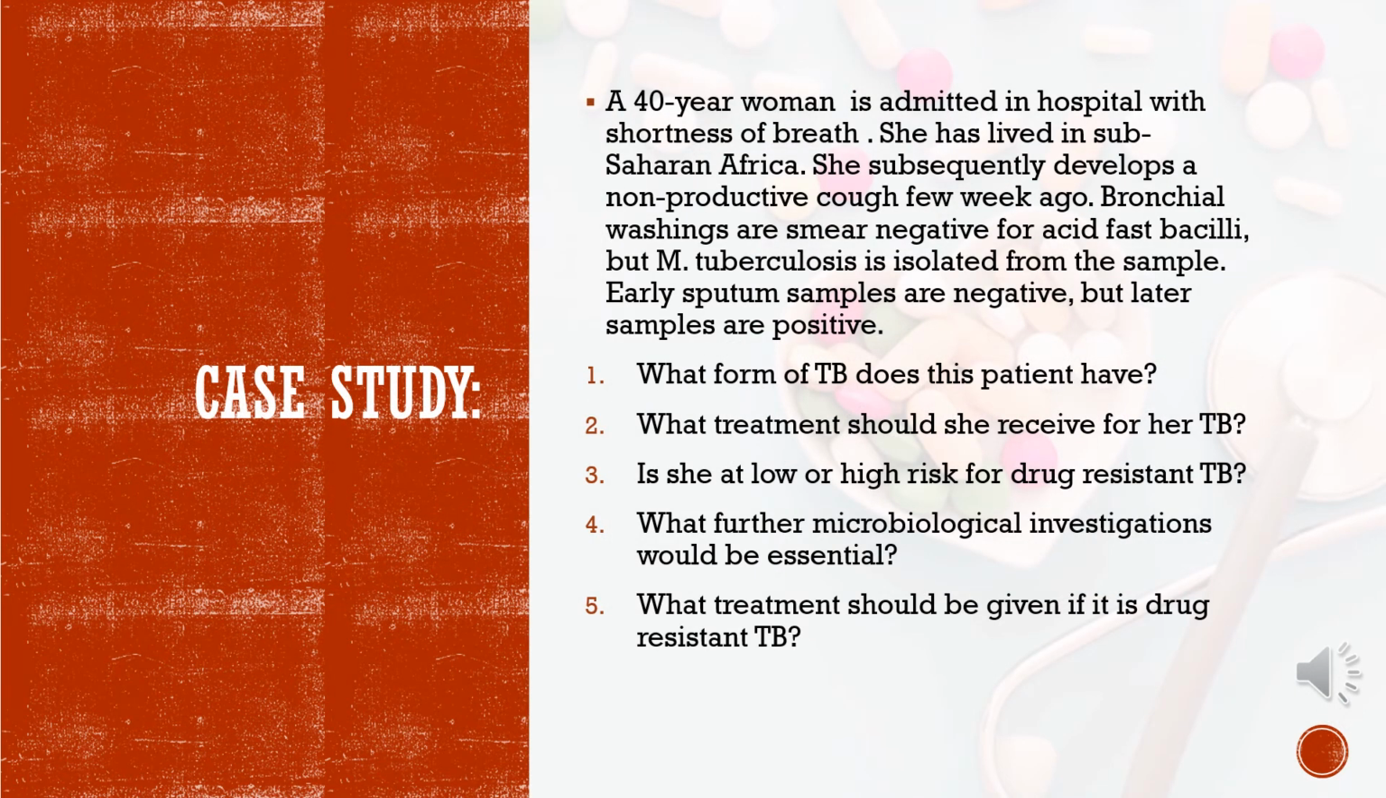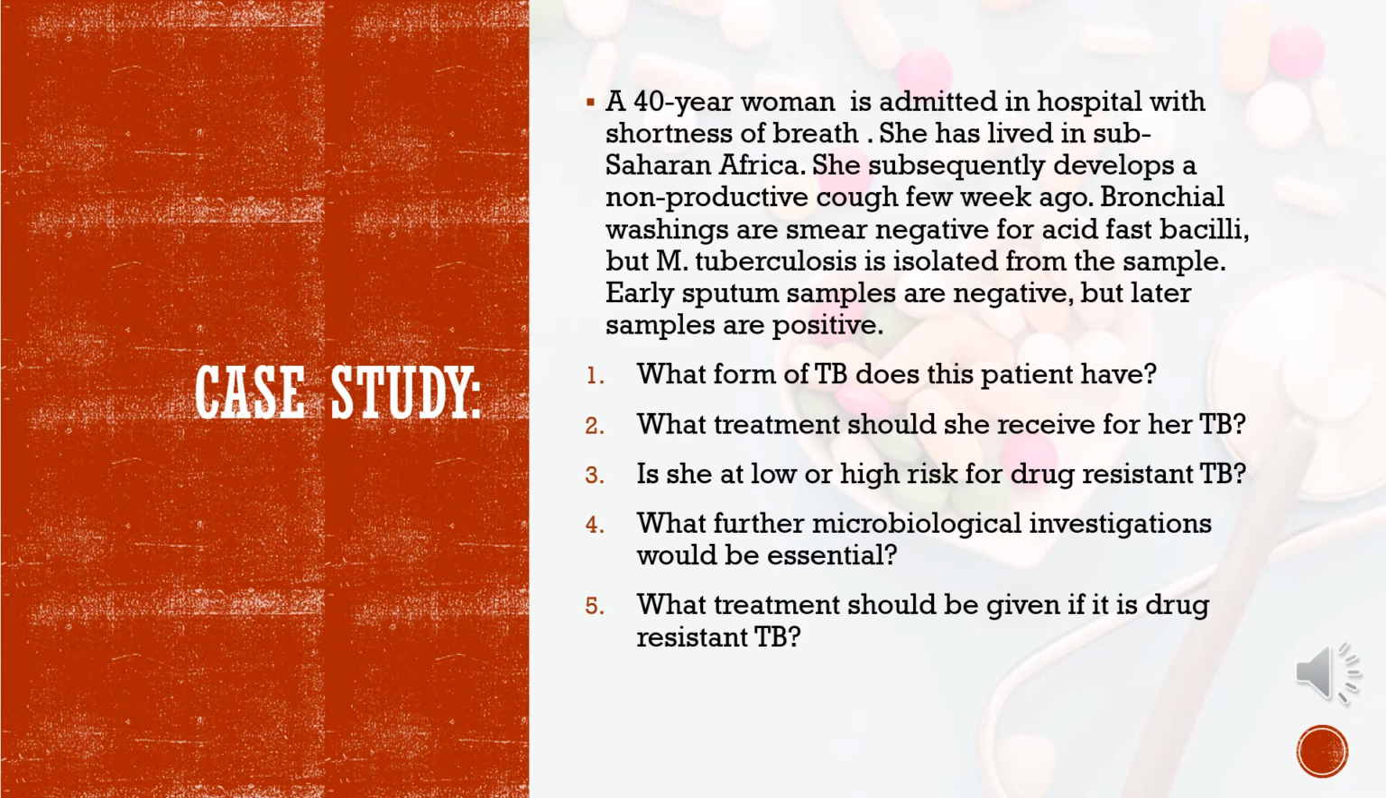I am going to discuss one case study. There is a 40-year-old woman who is admitted in hospital with shortness of breath. She has lived in sub-Saharan Africa and she also developed a non-productive cough a few weeks ago. Lab tests show that bronchial washings are smear negative for acid-fast bacilli, but Mycobacterium tuberculosis is isolated from the sample. Also, the early sputum samples are negative, but later samples are positive.